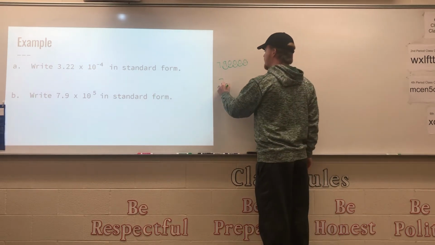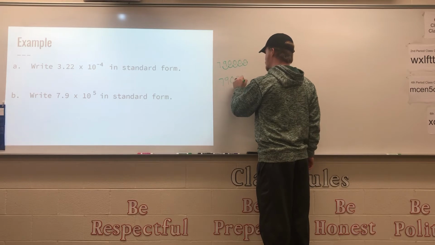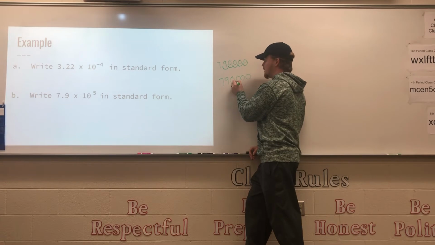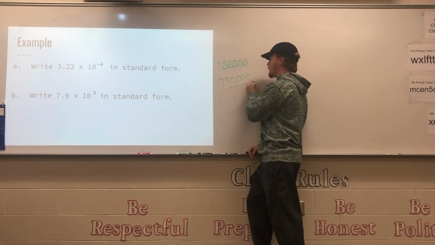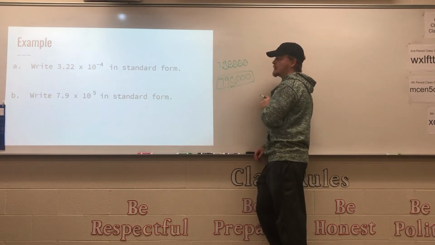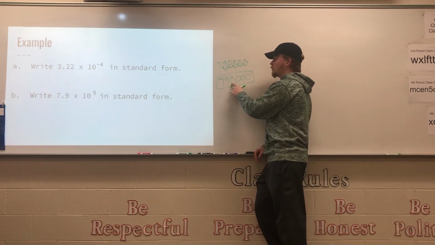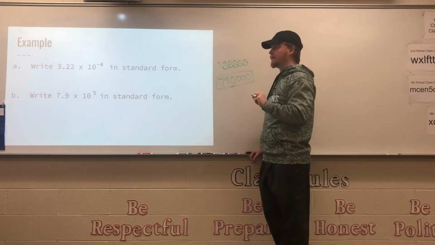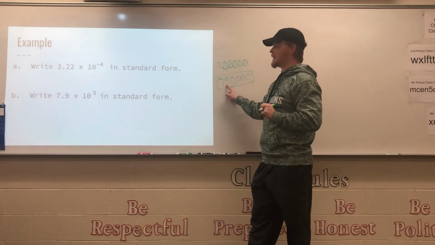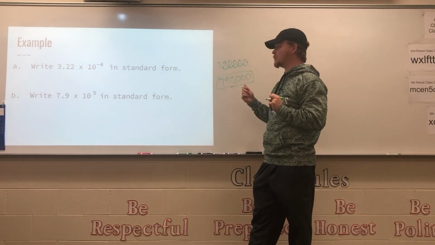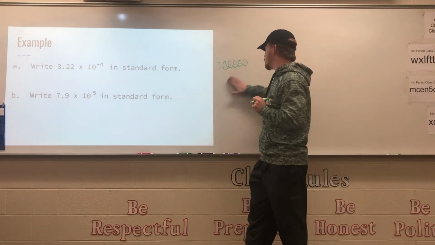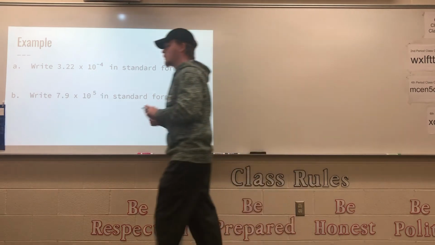So the number is 79000, and remember, every 3 digits you can put a comma to understand what that number is. So this here would be written as 790,000. That is how you write 7.9 times 10 to the fifth in standard form. Again, this one has a low enough exponent that you can plug it into your calculator and it will give you that. But you don't want to rely on that, because when you get into larger exponents, it will not show up on the calculator. So you need to know how to move that decimal point correctly.